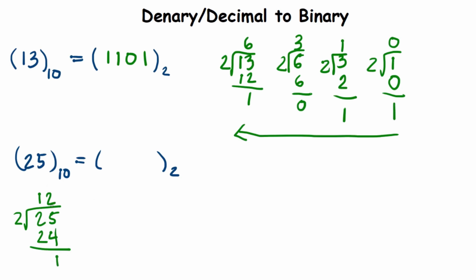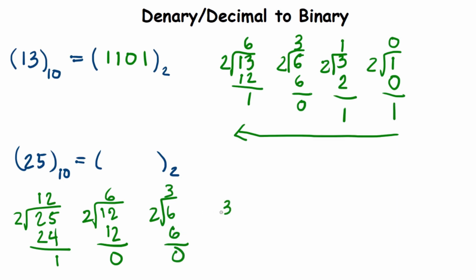And then we will divide this 12 again by 2. We'll get 6. 6 times 2 is 12. 12 minus 12 is 0. And then we will divide this 6 by 2 again. It will give us 3. 3 times 2 is 6. 6 minus 6 is 0.